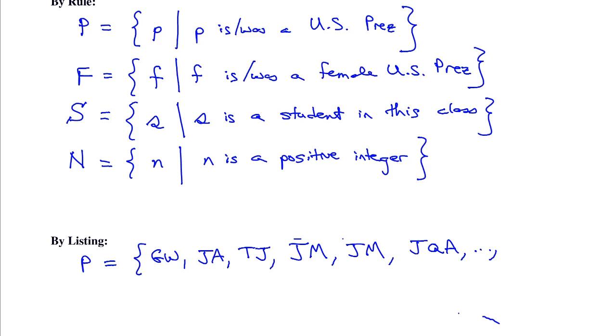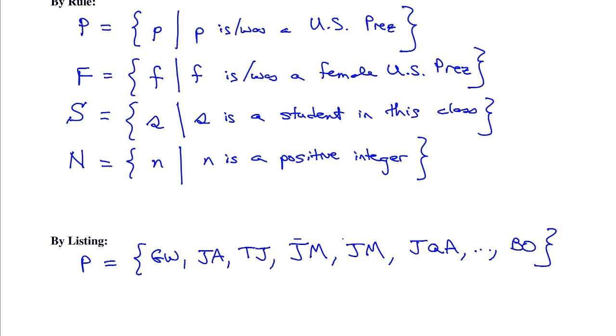...because there's too many to list here. But this is a finite set, right? There's only been so many presidents, and the current one is the last one, BO. So the ellipsis here indicates that we're leaving out some of the elements, but we've got a sequence going, we've got a pattern going, so we'd know how to fill that in.